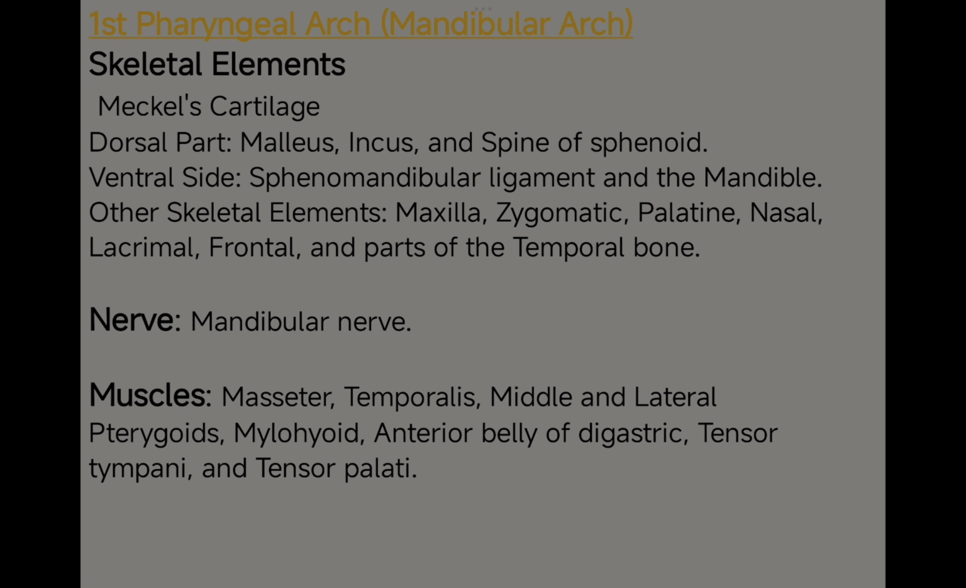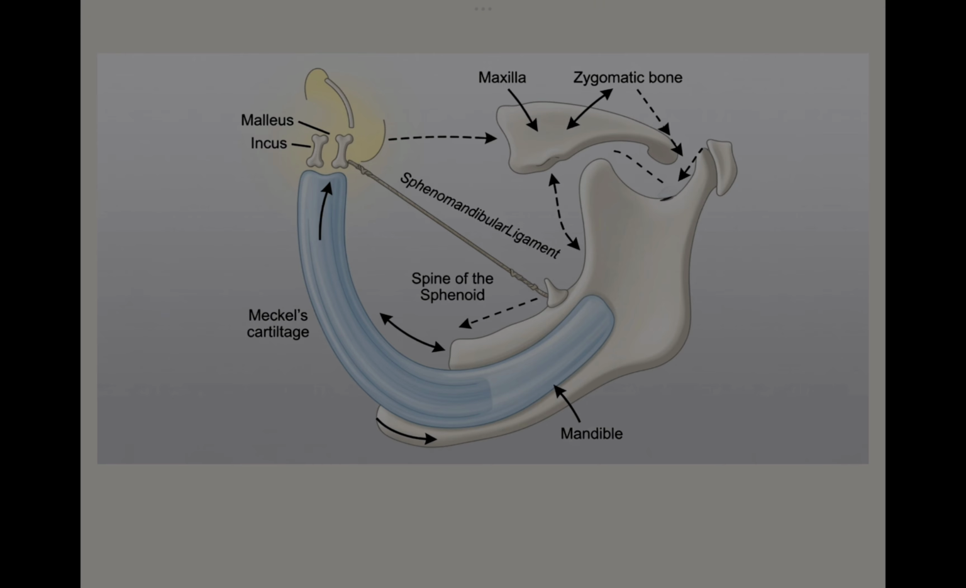Other skeletal elements that develop from the first pharyngeal arch are maxilla, zygomatic, palatine, nasal, lacrimal, frontal, and parts of the temporal bone. Mandibular nerve also develops from the first pharyngeal arch. Masseter muscle, temporalis muscle, middle and the lateral pterygoid muscle, mylohyoid muscle, anterior belly of the digastric muscle, tensor tympani, and the tensor palatine muscle also develop from the first pharyngeal arch. This is the diagram of the Meckel's cartilage.